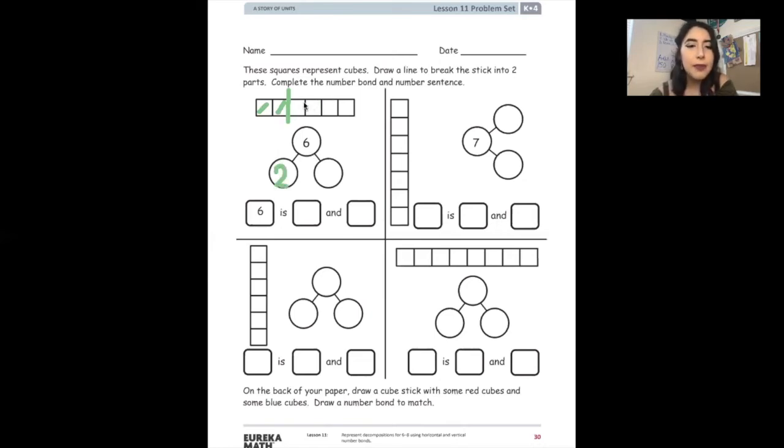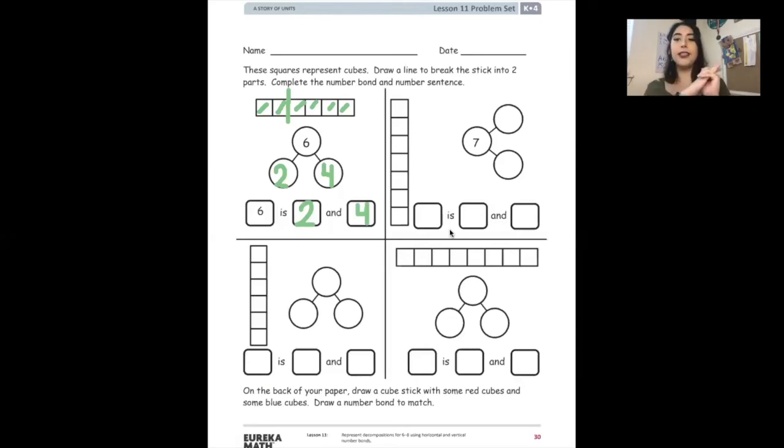Then I'm going to count the other part. 1, 2, 3, 4. I have 4 on that side, on the right side. So I'm going to put 4 in my other part. So I know that 2 and 4 make 6. So I'm going to read my number sentence, and guess what? Because I have already learned in reading that this word is and the other word is and, I can read it by myself. 6 is 2 and 4. And that's how you complete it.